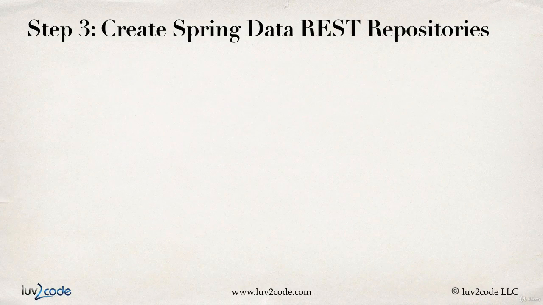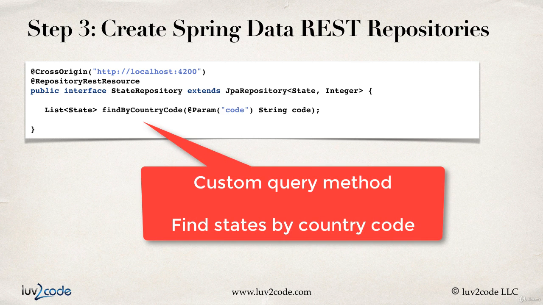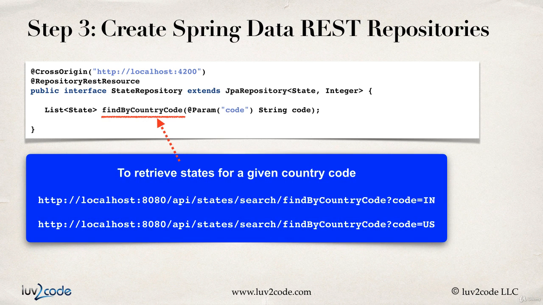But we'd probably want to customize this a bit because I don't want all the states. I only want states for a given country. So I want to find by country code. So give me the states for a given country. So here I have find by country code at param code, and then I pass in a parameter string code. So this will give me the states by the given country code that I pass in.